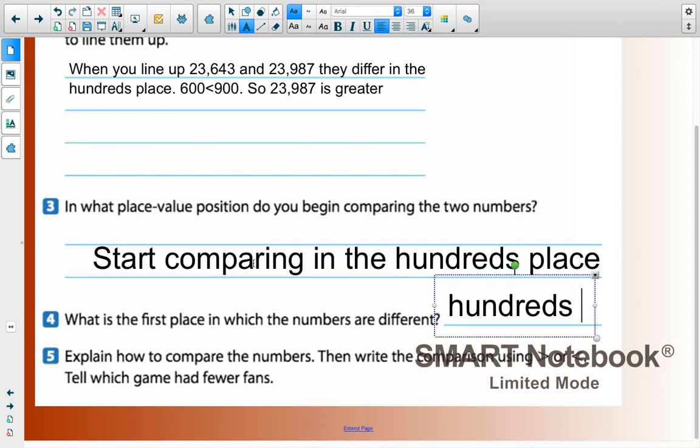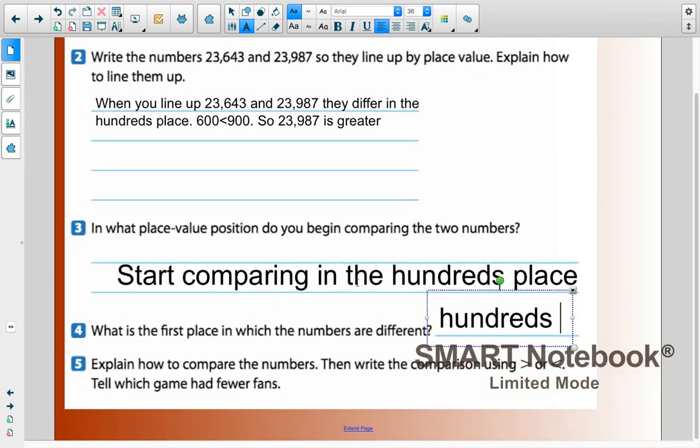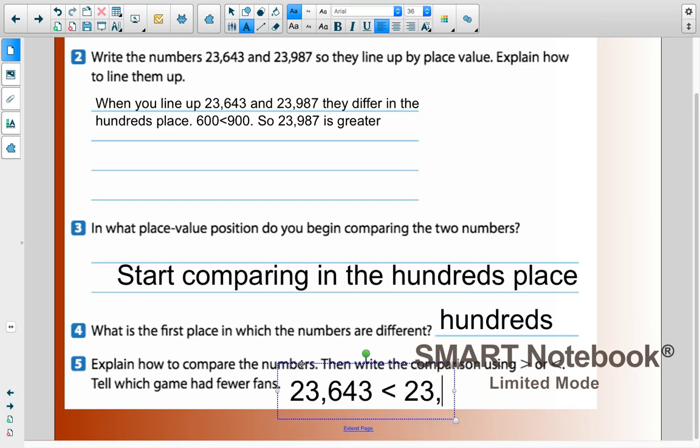Explain how comparing numbers works, then write a comparison using greater than or less than. I've already explained that up above. So if I was going to write a comparison, we have 23,643 is less than 23,987, because the 9 in the hundreds place is bigger than the 6.